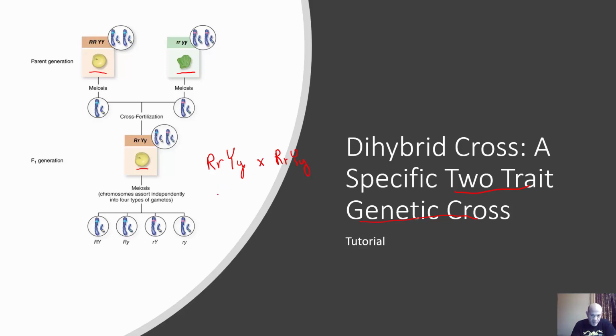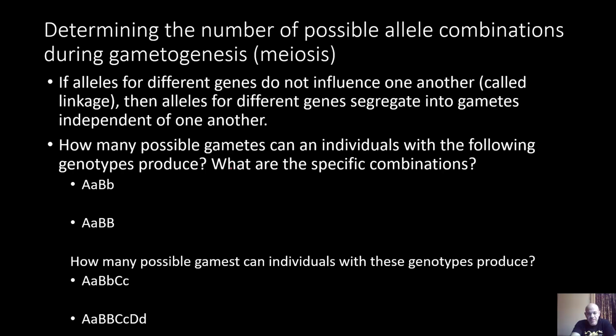And so the question is, how do we predict what the ratios of the offspring would be? But the first thing we need to do is determine what kind of gametes can be produced when we consider two different traits. So that's what this one is about. We're going to learn to determine the number of possible allele combinations during gamete formation, gametogenesis, which involves meiosis.